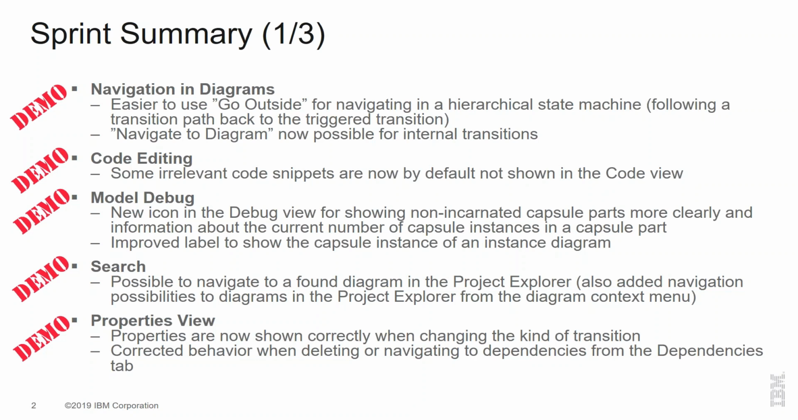The model debugger was also improved, so we now have a new icon in the debug view for showing that a capsule part doesn't contain any capsule instances. And there's also information about the number of capsule instances that are currently located in the capsule part. We also did some improvements to the label of instance diagrams to make it more compact and correct.